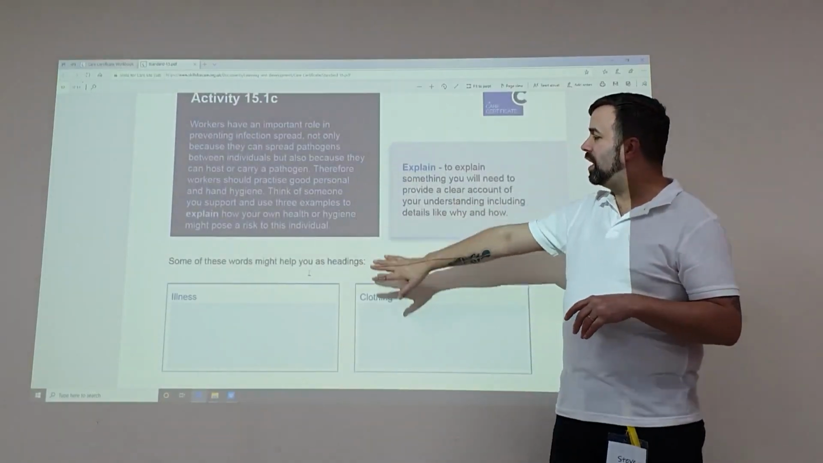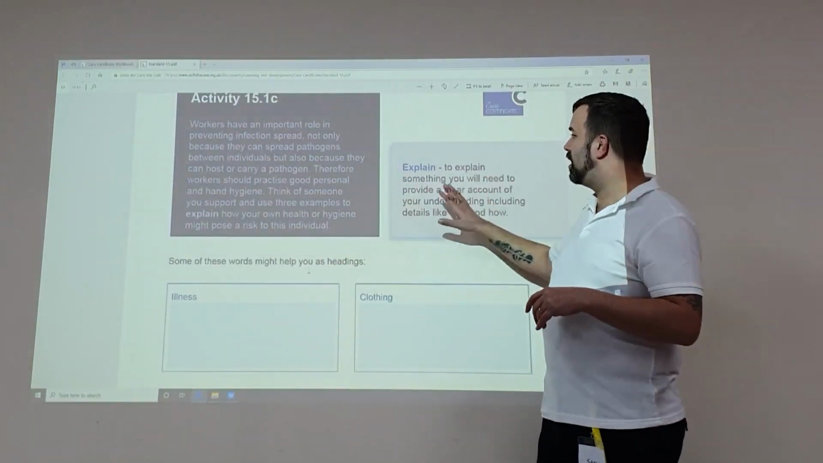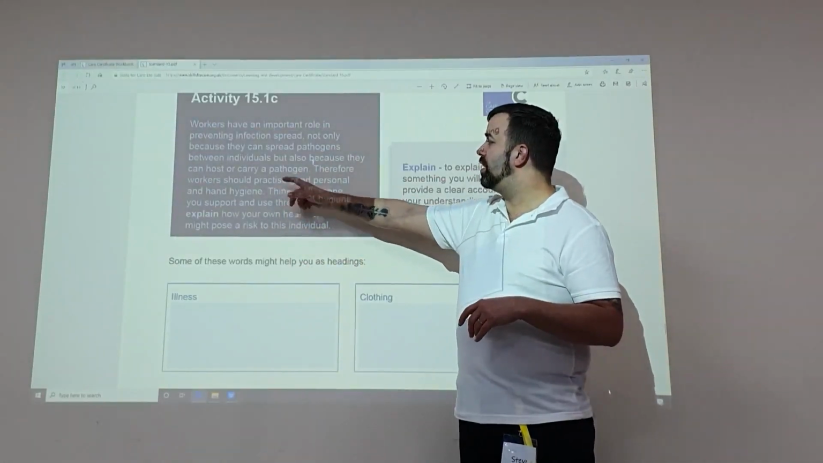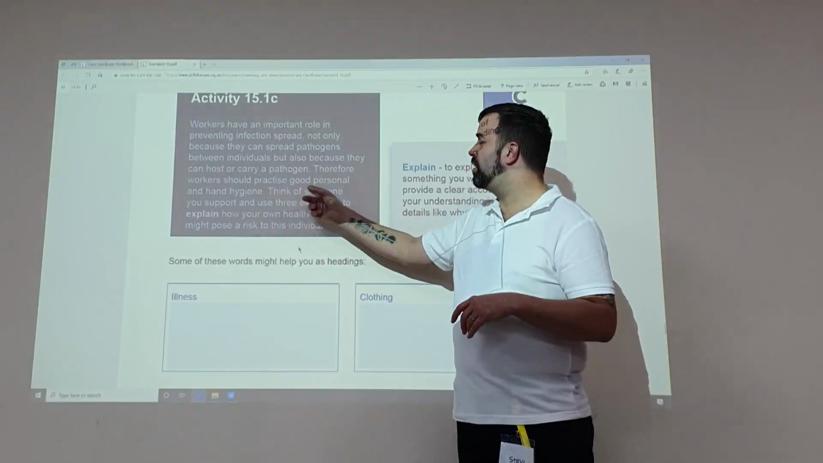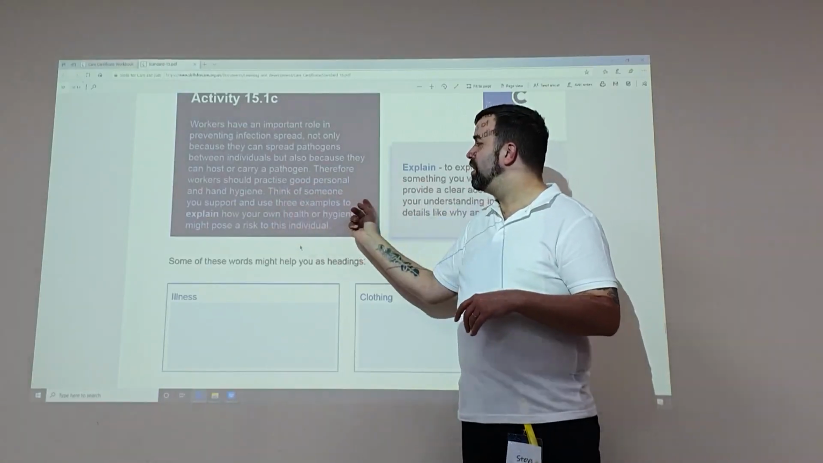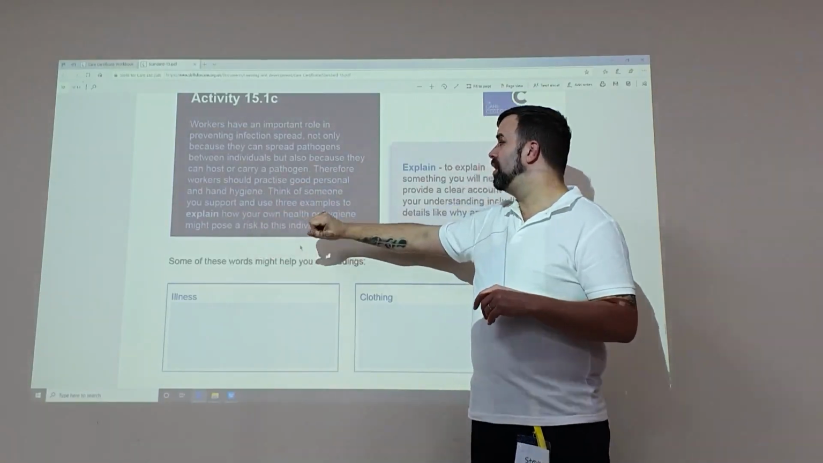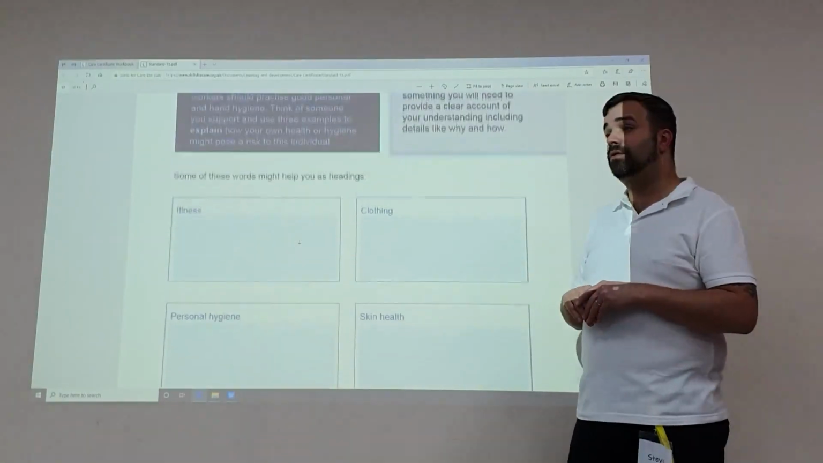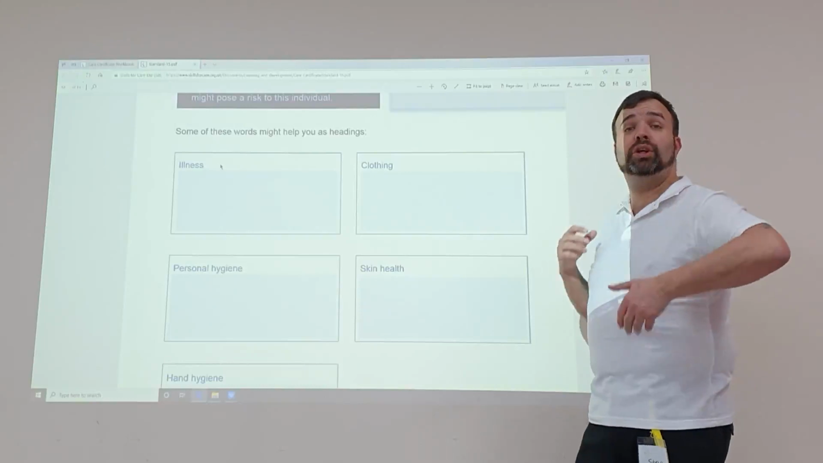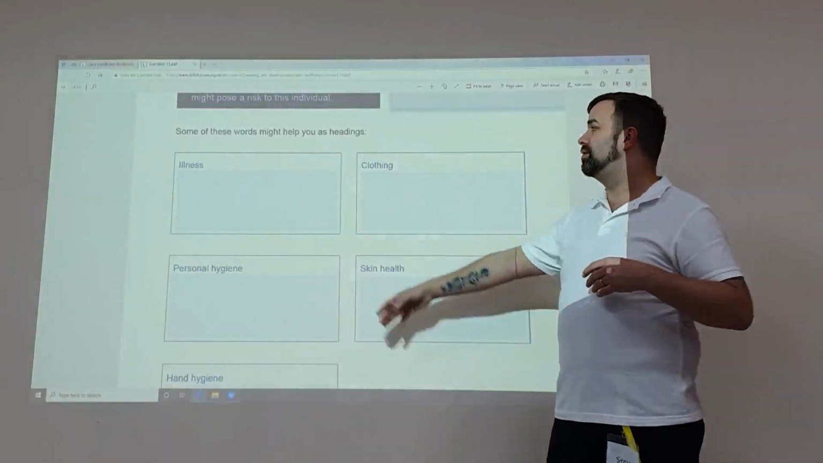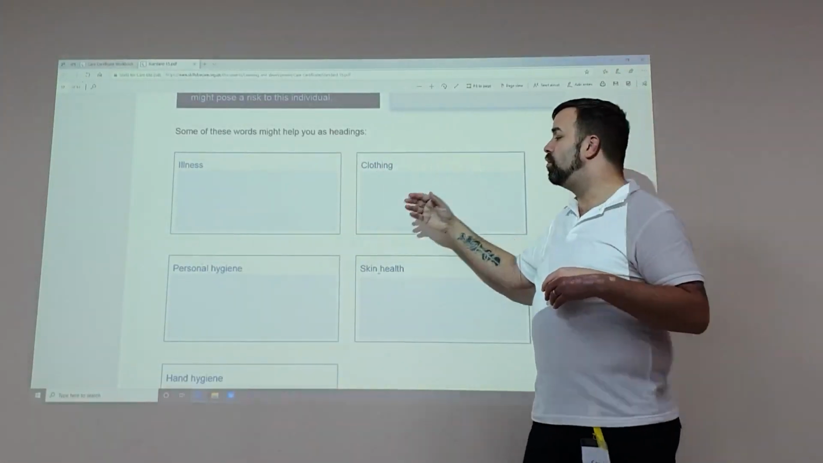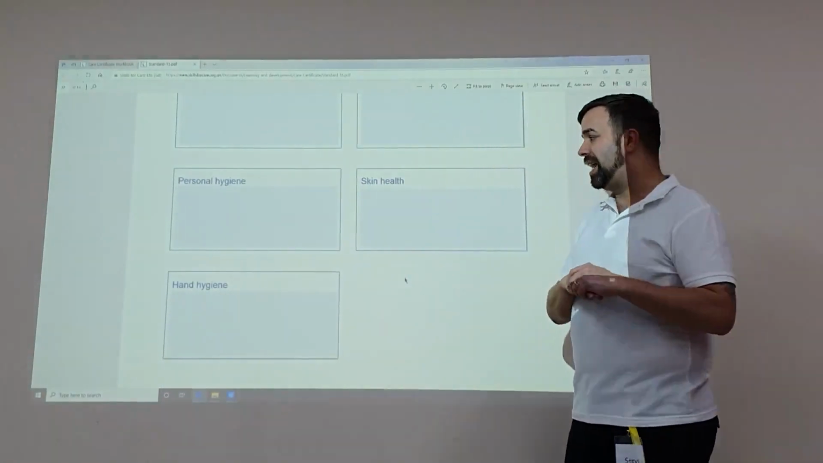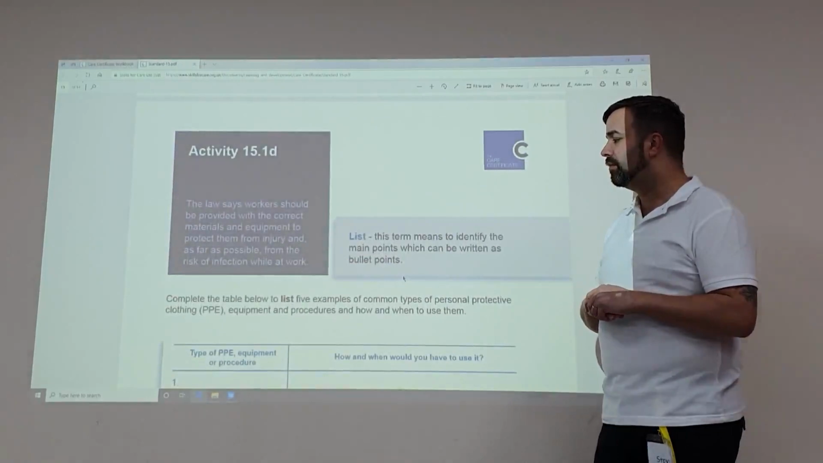Here we're going to look at and explain how pathogens and hosts are managed and how workers have good personal hand hygiene. Think about someone you support and three examples of how your own health or hygiene may pose a risk to them. So think about you and how you may pass things on to them if you're ill, with your clothing, with your personal hygiene, with any skin and with any hand hygiene issues.